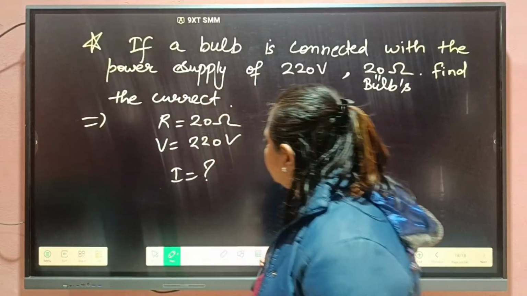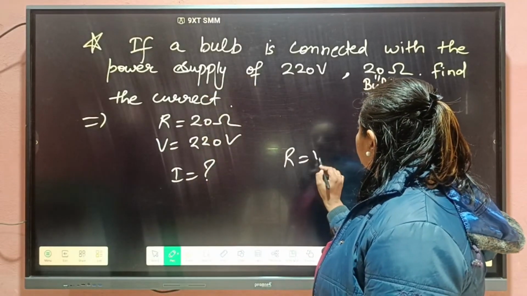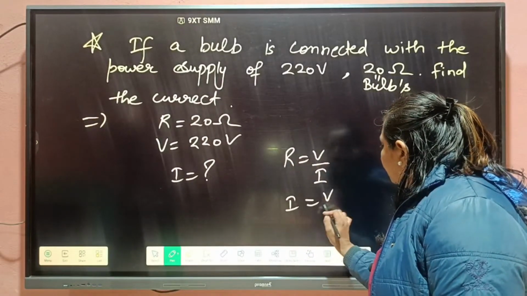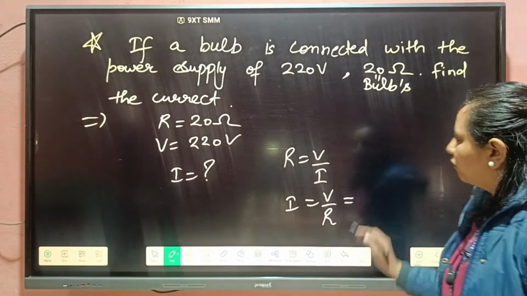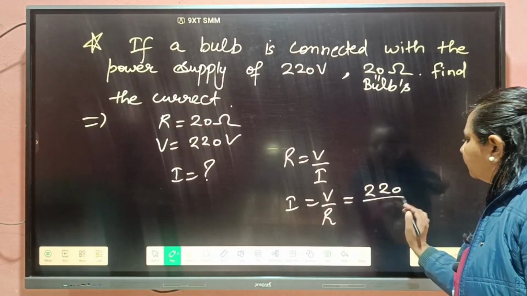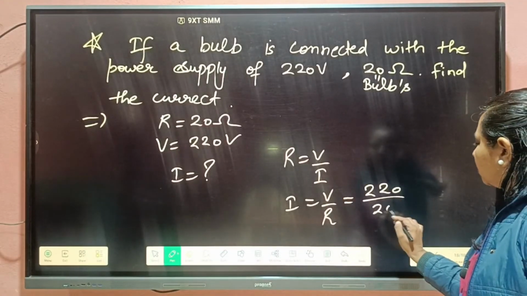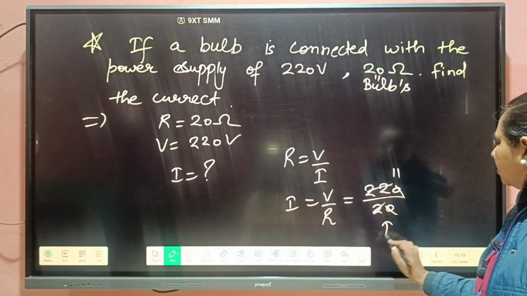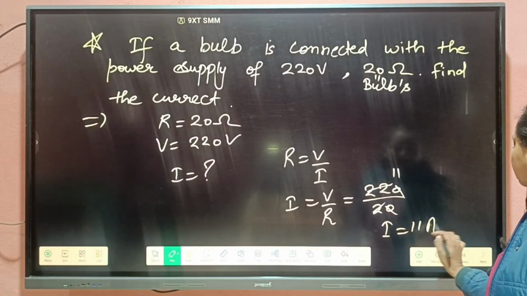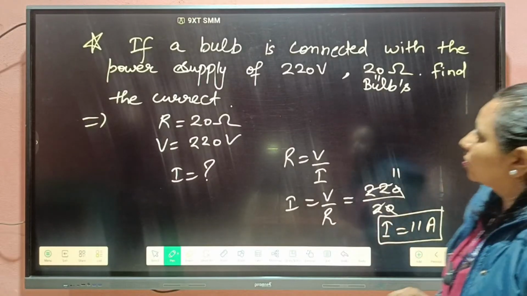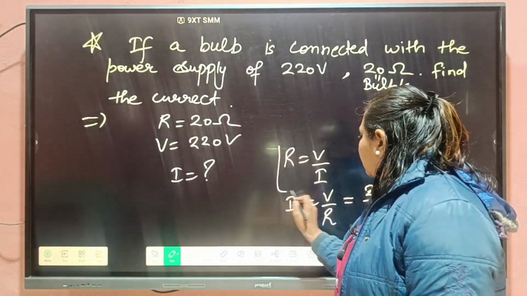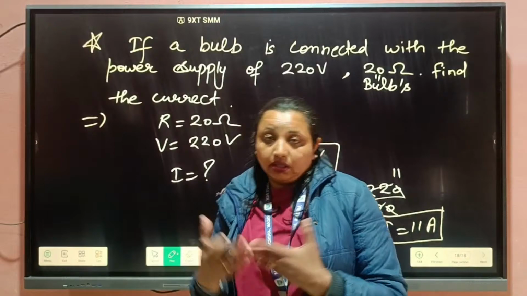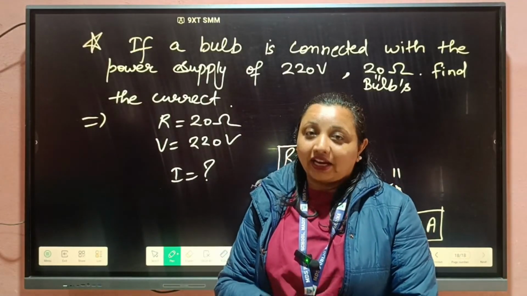Using Ohm's law, R is equal to V over I. You have to find I, so I is equal to V over R. Put the value of V, that is 220, and R is 20. So 11 ampere is the value of current across the bulb. Among these 3 quantities in R equals V upon I, 2 are already given in the numerical and 1 is asked. So you can easily find that.